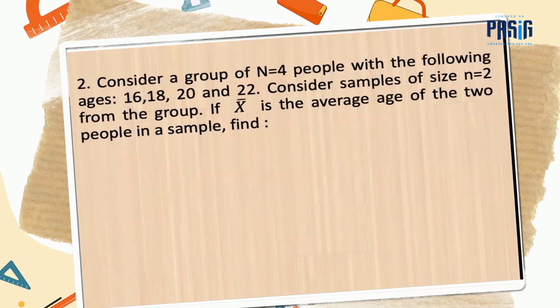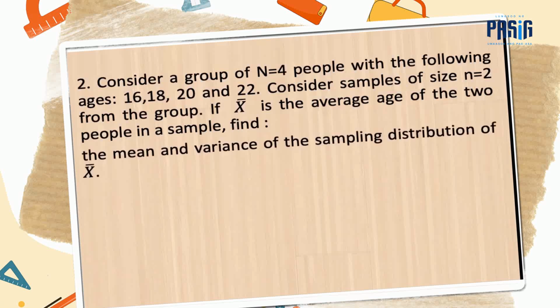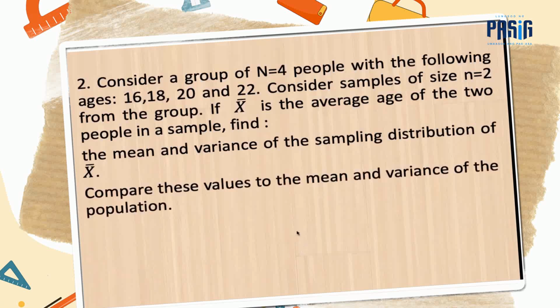Example 2. Consider a group of big N is equal to 4 people with the following ages: 16, 18, 20, and 22. Consider samples of size small n is equal to 2 from the group. If the sample mean is the average of the 2 people in a sample, find the mean and variance of the sampling distribution of the sample mean and compare these values to the mean and variance of the population.